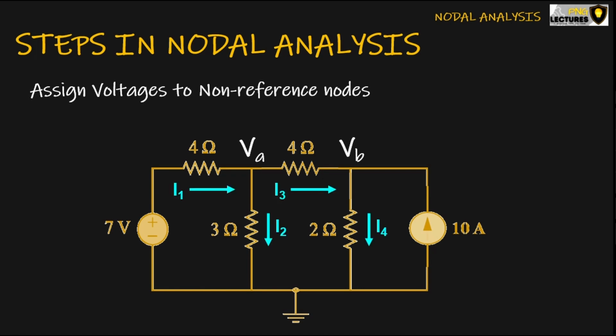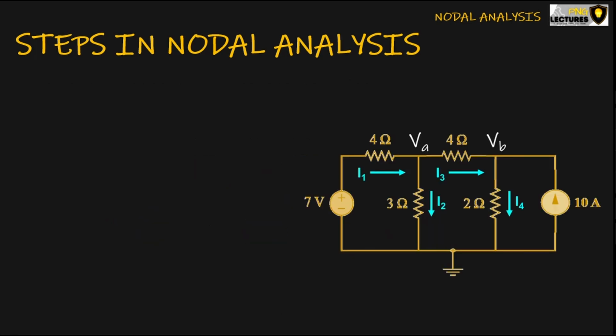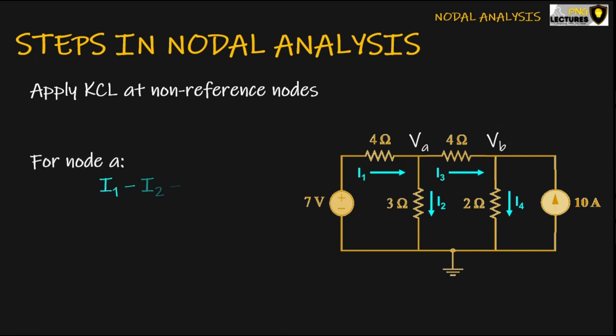Now that we have assigned the node voltages, we can apply KCL to each non-reference node. So we have to apply KCL at node A, or VA, and we need to apply another KCL at node B, or VB. We now know that I1 is entering VA, so that's positive. I2 is leaving VA, so that's negative. I3 is also leaving VA, so that's negative. So our equation is I1 minus I2 minus I3 equals 0.